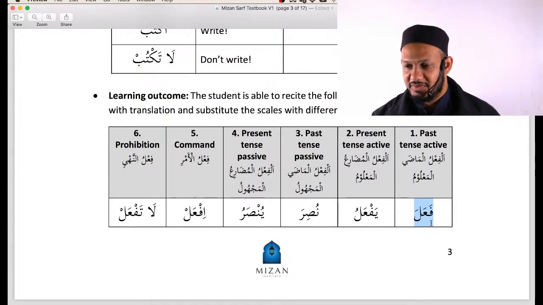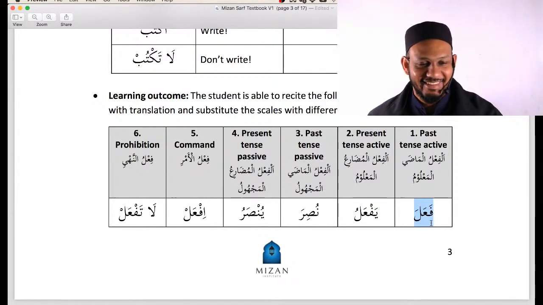Oh, Sister Khadija, mashallah. Yes, we're coming to Hukama prohibition, inshallah.